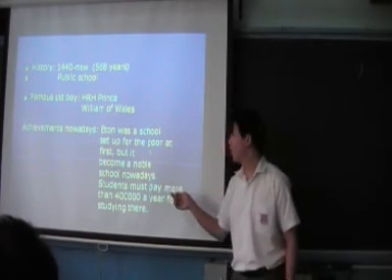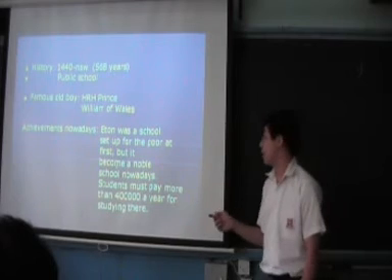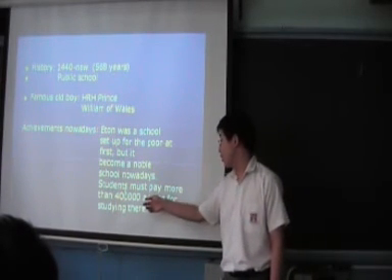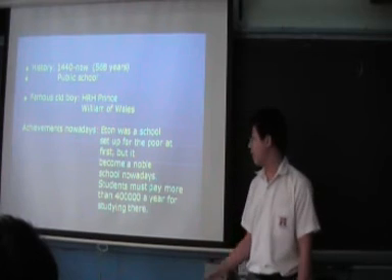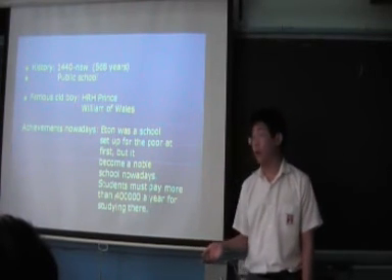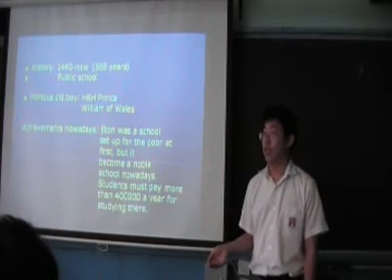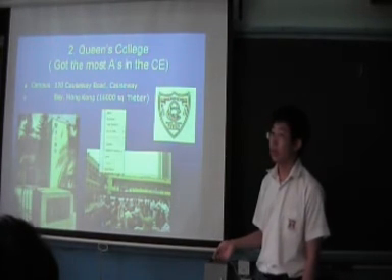Eton was a school set up for the poor at first, but it became a school for the rich nowadays. Students must pay more than 400,000 a year for studying here. It's more expensive than studying in the university. 400,000 Hong Kong dollars? Yes.